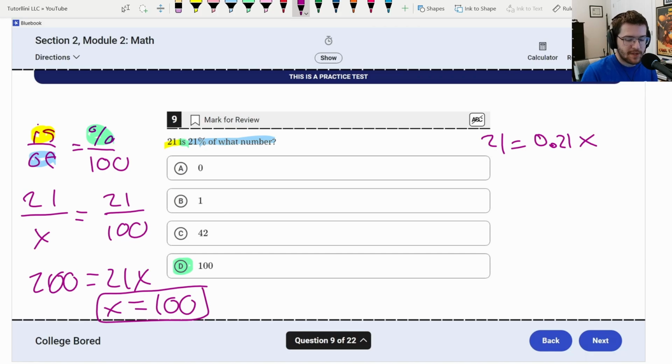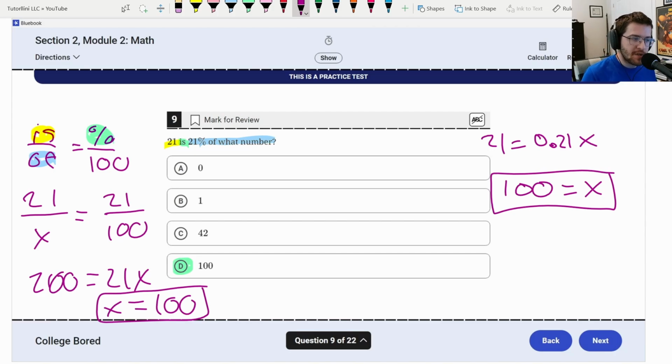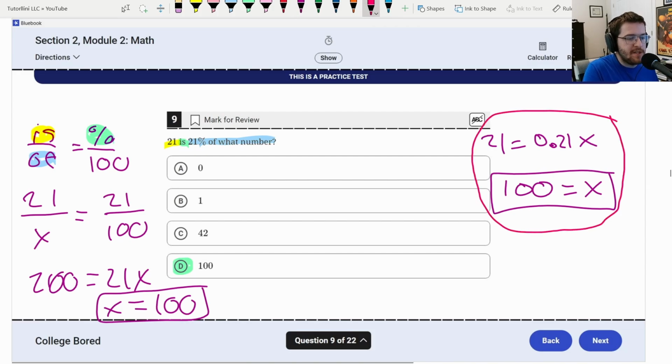Now, I've got that equation. And I'm going to divide both sides by 0.21. And I also get x is 100. So either of those ways would work. Again, if you're planning for those really challenging questions on the SAT, you might want to get really comfortable with these kind of percent equations, like I did over here.